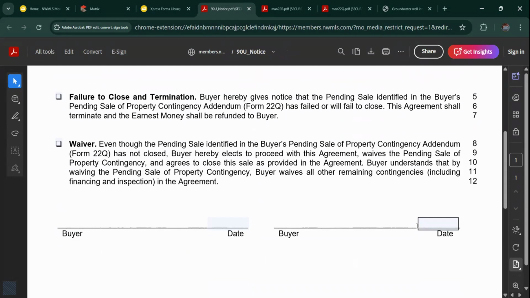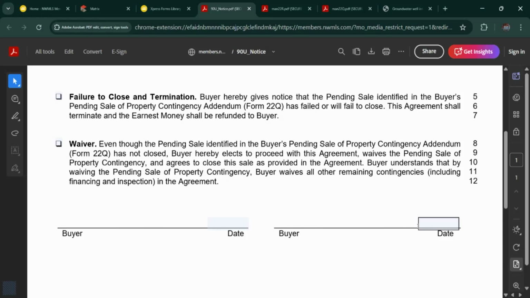So let's look at this part. Failure to close and termination. Buyer hereby gives notice that the pending sale identified in the buyer's pending sale of property contingency addendum form 22Q has failed or will fail to close. So they know it's gonna fail. You kind of want to have certainty in that. I don't think I would be giving the notice unless you absolutely have the proof.